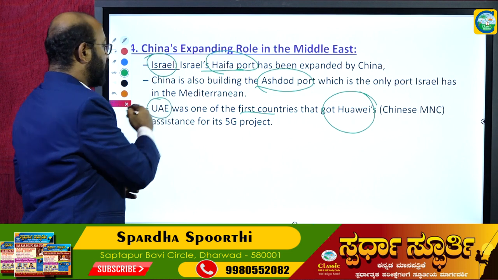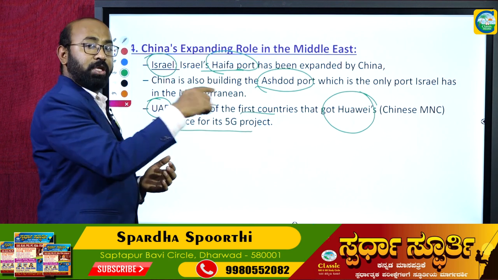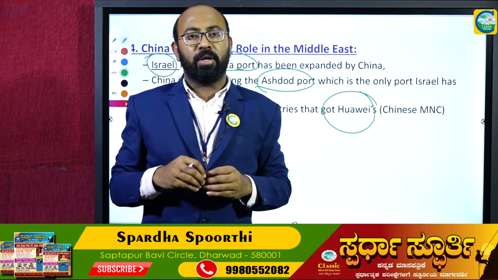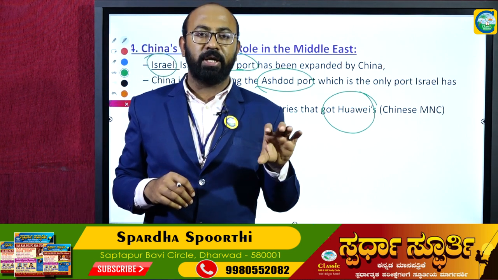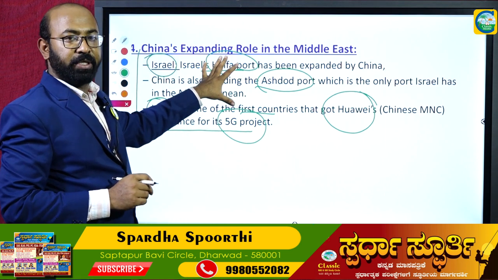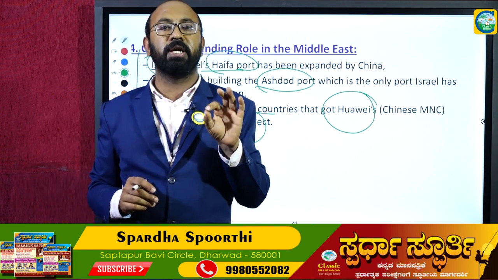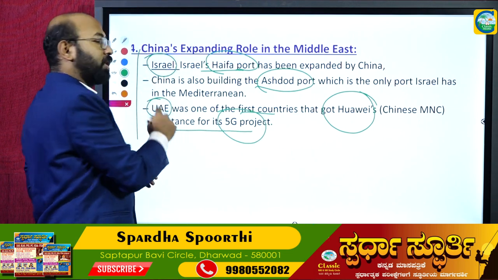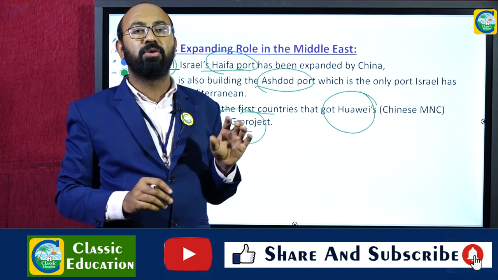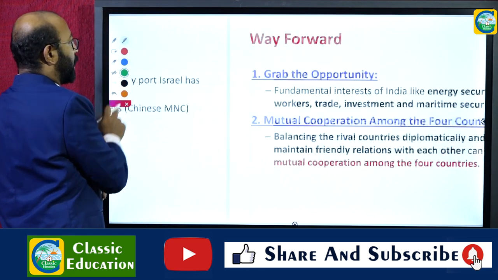So the UAE is the first country to get financial assistance from Huawei for its 5G project. That means China is very quickly capturing the market. It is quick enough to take advantage of the countries in this region. In this way, it may become very challenging for other countries, especially the USA and India, to maintain cordial relations with these countries. If China becomes a major player in this area, the I2U2 may lose its significance. These are the challenges with respect to the I2U2.